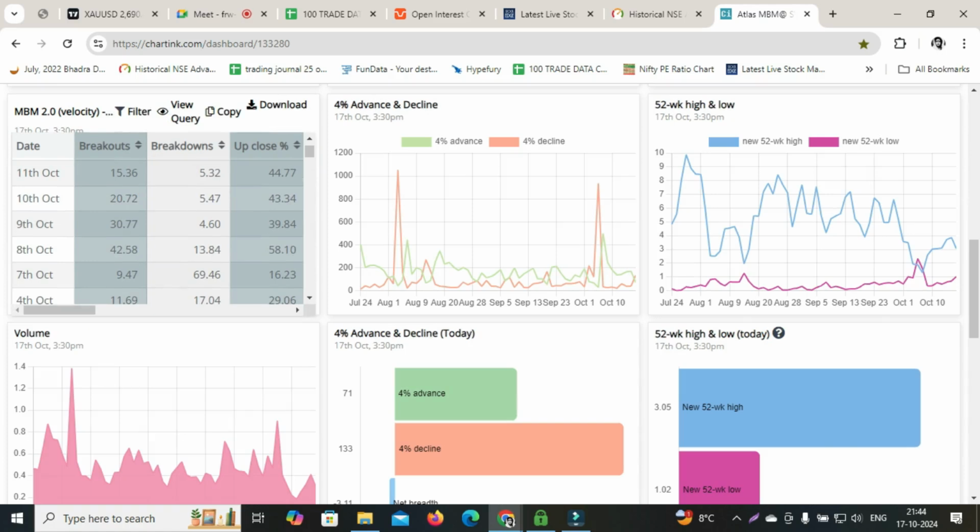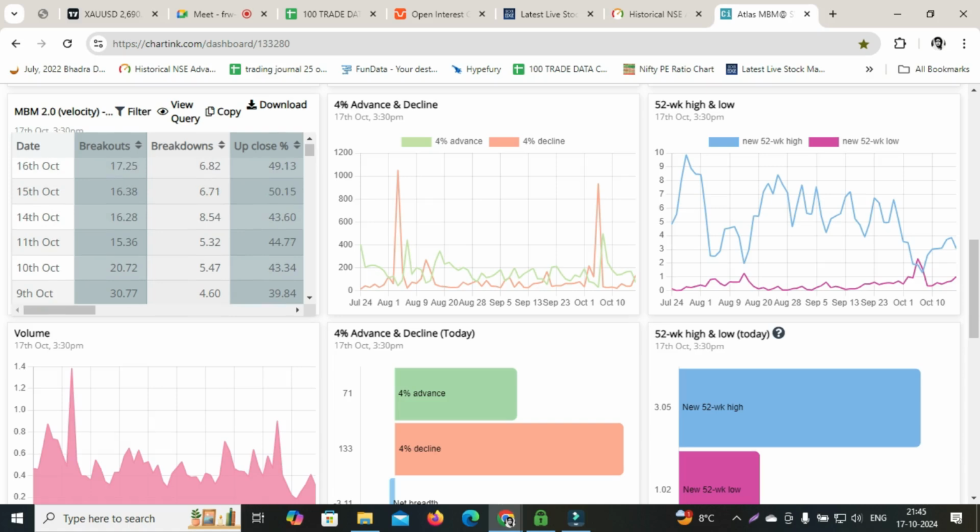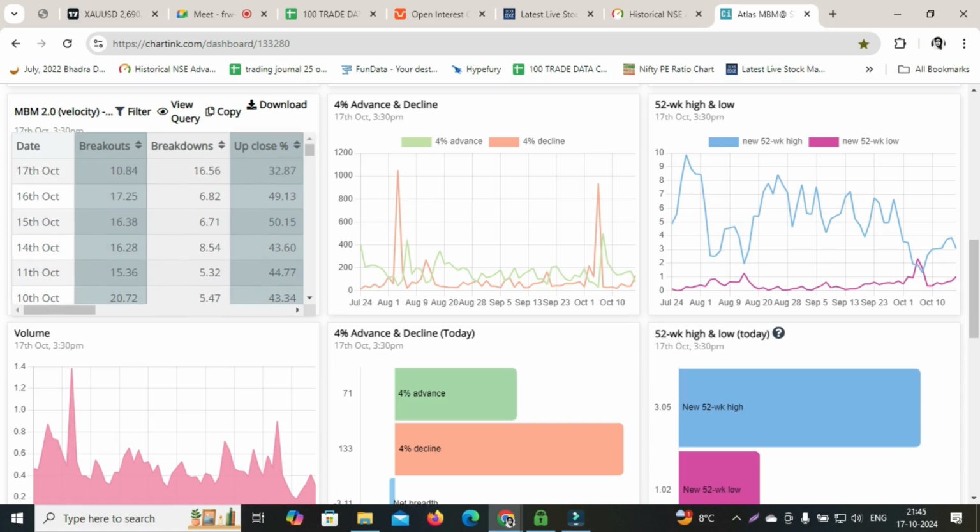So 9th October, 8th October, there were very strong breakouts. You can see here breakouts 42. Level of 20 is median. I mean to say above 20 or 20 is good. So 42 was very good. 9th October 30 was very good. 10th October 20 was very good. So these 3 days were very strong. That's where some kind of bottom was made in the broader market. Short term bottom. Then 16, 16, 17, and today 10.